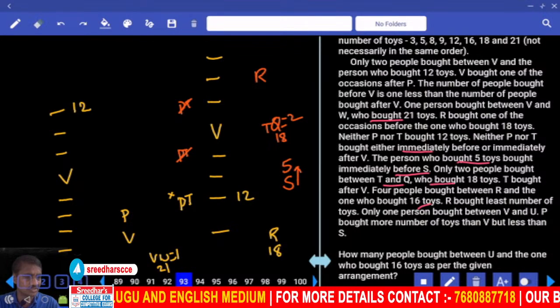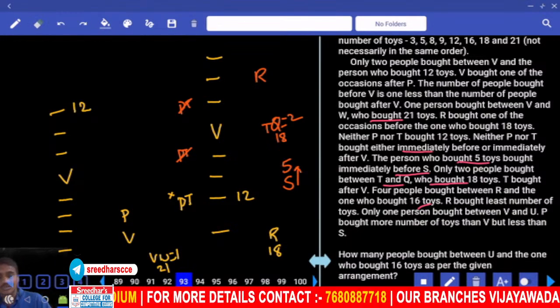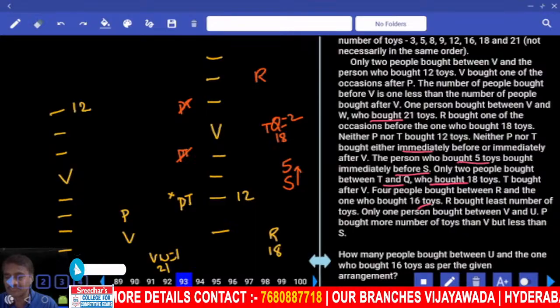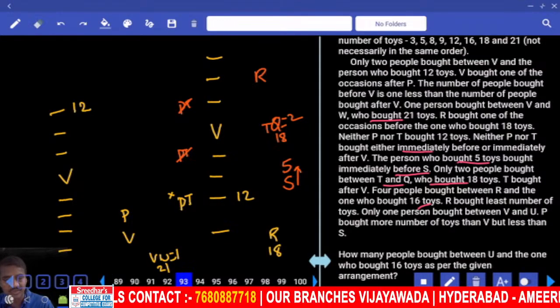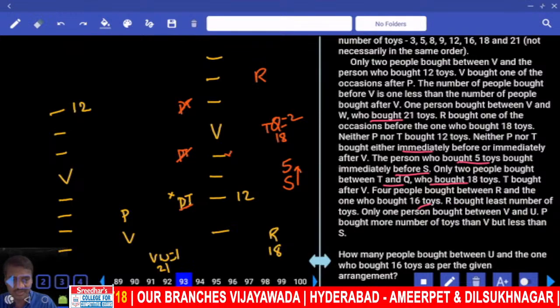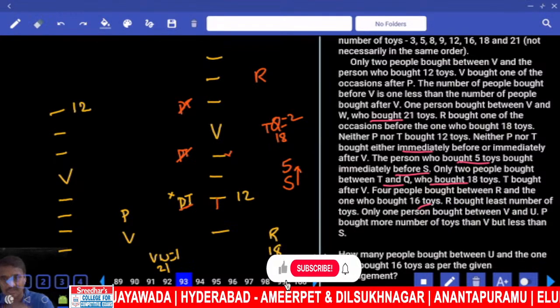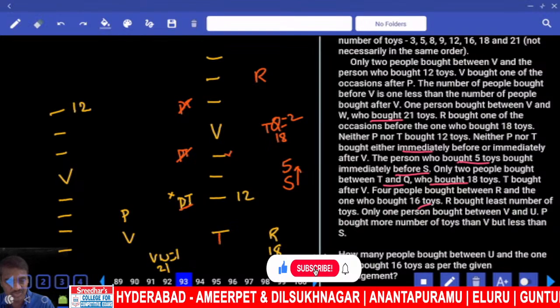Now listen to the next statement. T bought after V. Yes. Now T bought after V. As T bought after V, then the possibilities. Now T cannot be here and cannot be here, isn't it? Then can you have T at this place? T cannot be here. Then now let us start from the last.